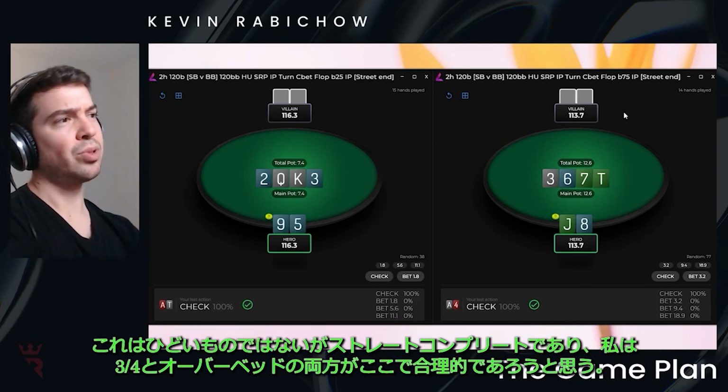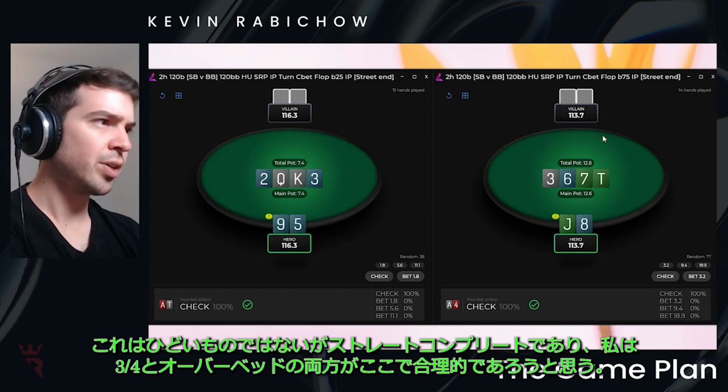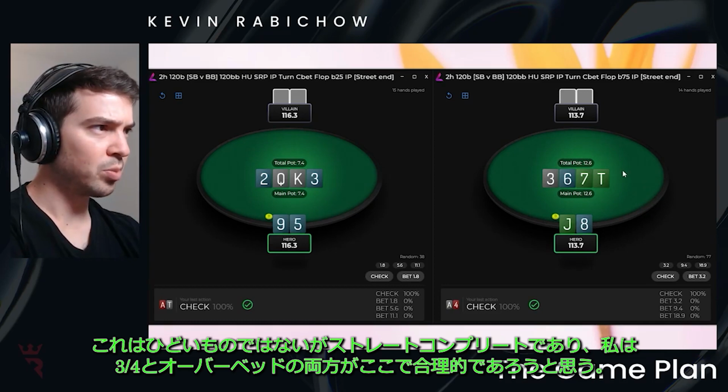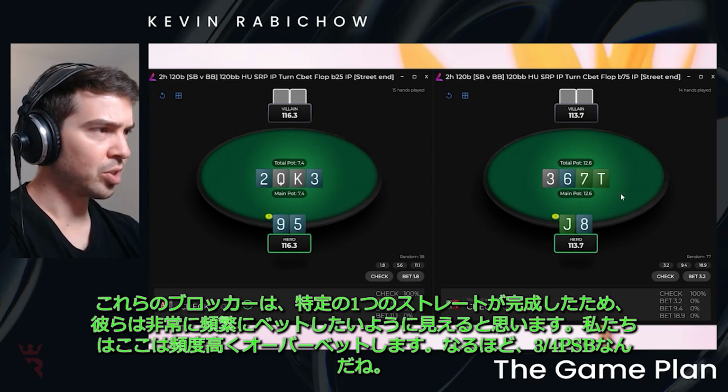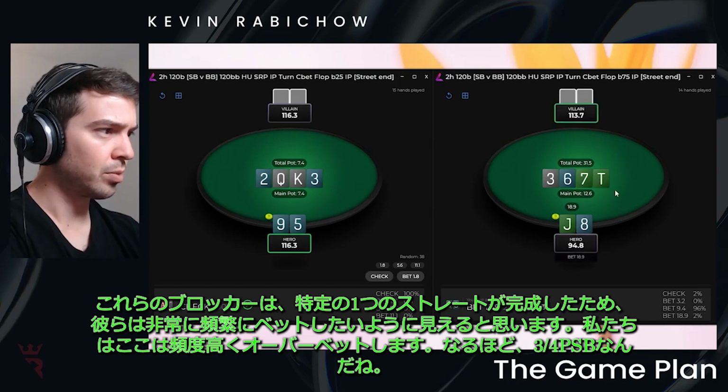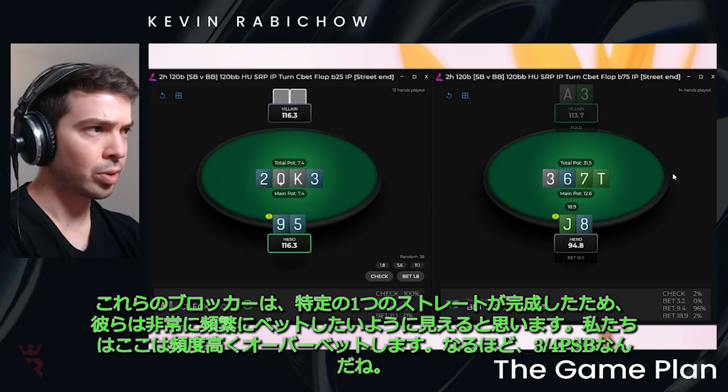This is a straight completer, although not a terrible one. I think 3/4 and overbet would both be reasonable here. These blockers seem like they want to bet extremely often. I think because only one particular straight completed, I think we just overbet a lot here. Okay, so it's 3/4.